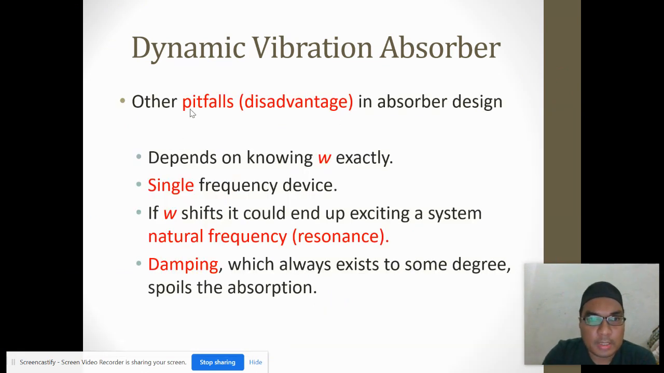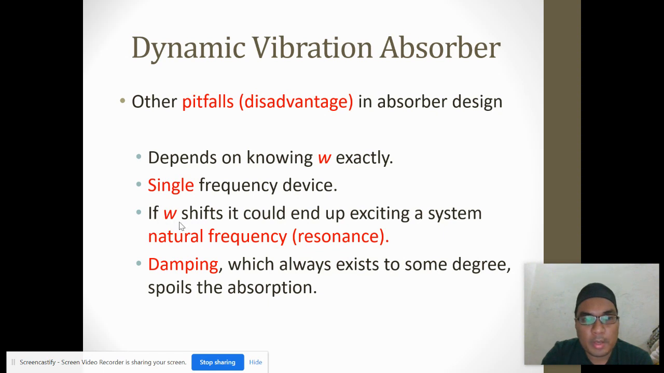So this is some of the disadvantages of the DVA. It depends on knowing omega. You must know your operating frequency so that you can design your DVA. The natural frequency of the DVA can be made equal to the operating frequency, so it must be a single frequency device. Because the DVA can only meet one operating frequency, you cannot counter a system that has two operating frequencies using one DVA. You must have two DVAs to counter each of the operating frequencies.